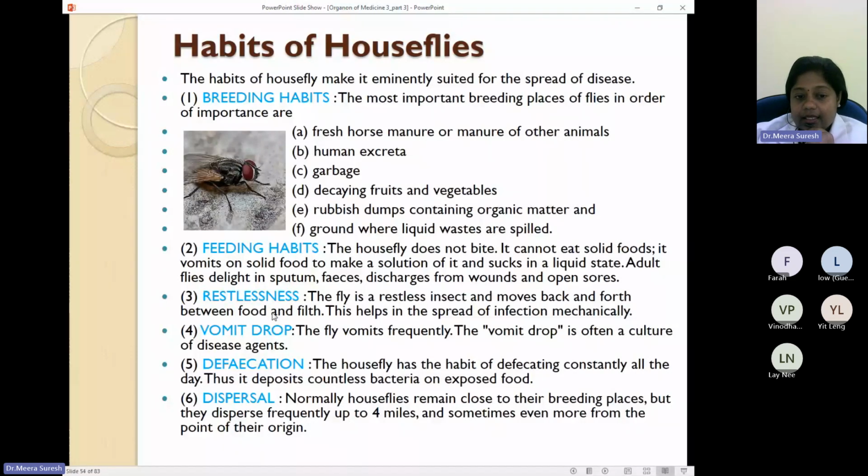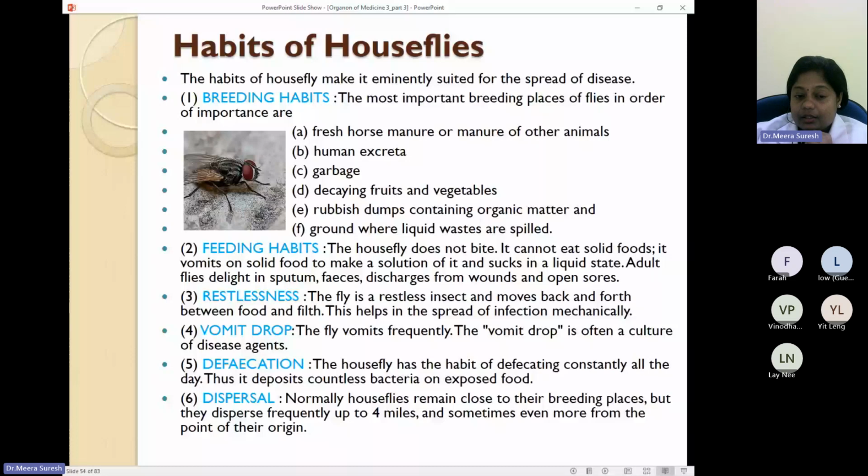Then they are highly restless. The housefly is a restless insect which moves back and forth between food and filth or feces. That helps in the spread of infection mechanically. Then defecation: like the vomiting, another important habit of houseflies is that they defecate a lot, constantly. So that also acts as a method by which bacteria are deposited on the exposed food.